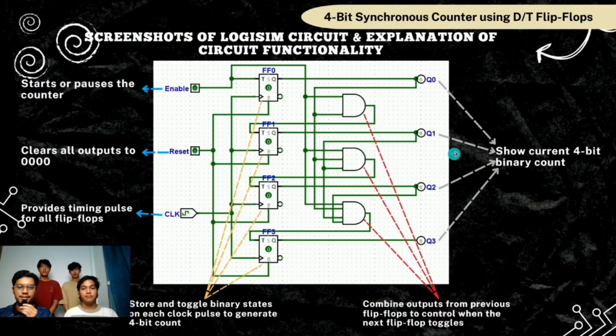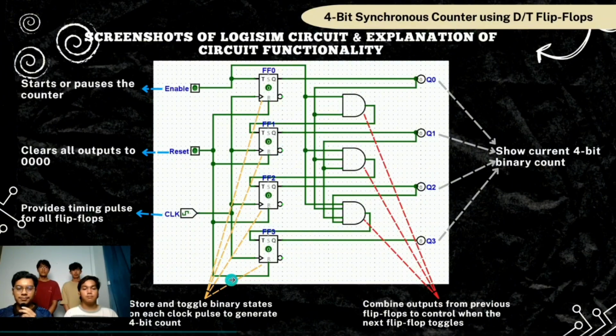Alright, and then going to the screenshot of Logisim circuit and explanation of circuit functionality. First, the purpose of enable is to start or pause the counter. And then for reset input pin, it clears all of the output from any current state, such as 1100 back to 0000. And then for clock, it provides a timing pulse for all of the flip-flops, and to make a conditional condition of whether the next flip-flop will toggle or not.